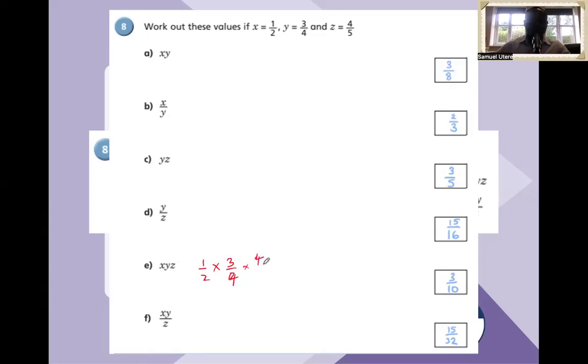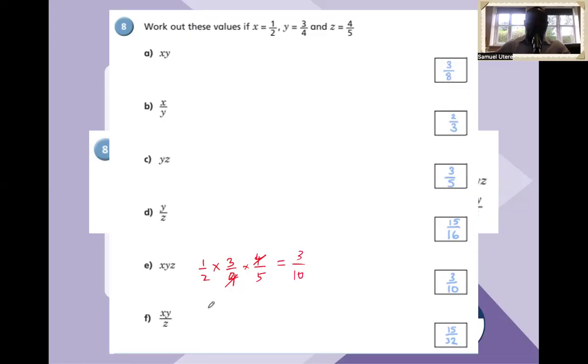Now we have 3 fractions. They can simply multiply each other. But before we even do that, we can cross simplify. 4 can divide 4, which will be 1. So our calculation simplifies to be 3 times 1, which is 3, and then 2 times 5 for the denominator, which is 3 over 10.